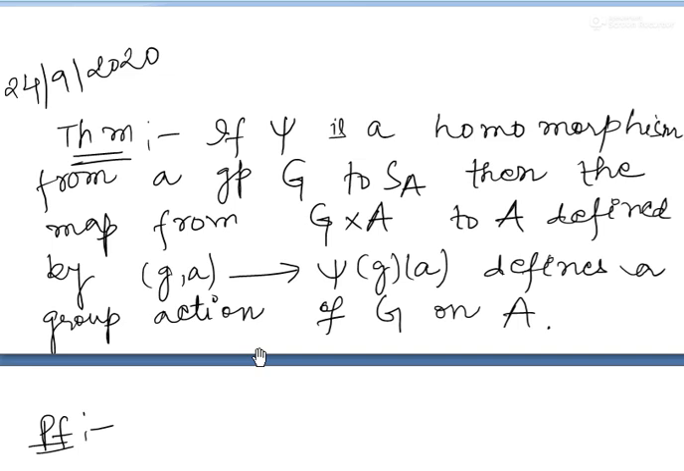Okay, so we have to show that this mapping, which we have defined from G cross A to A, is a group action. In order to prove that this is a group action, we have to show that it satisfies the two properties of a group action.